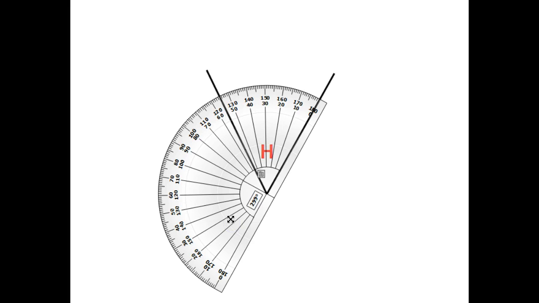Lined up. Take a look. What kind of angle is it? Acute, so I'm using the smaller numbers, so I'm between 50 and 60, and I'm counting up from 50 to 60: 51, 52, 53, 54, 55 degrees.